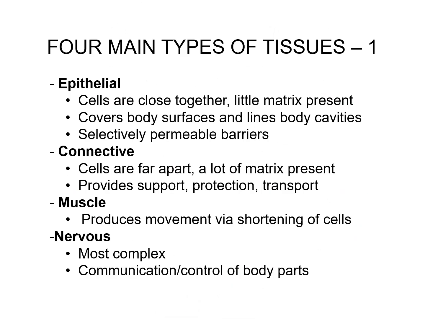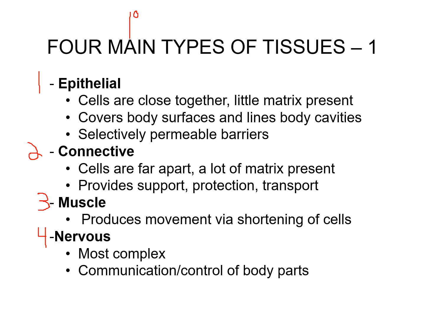All right. The 4 main types of tissues, also known as the 4 primary types of tissues, are as follows. No particular order, but you do need to know these 4: epithelial, connective, muscle, and nervous. These 4 tissues cover the entire human body. Every single tissue in your body has to fall under one of these 4 main categories.